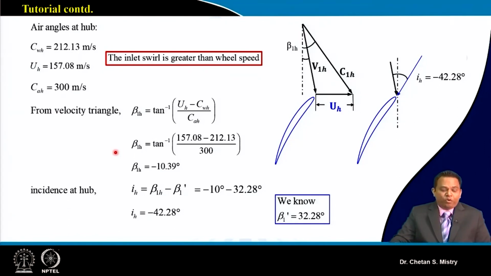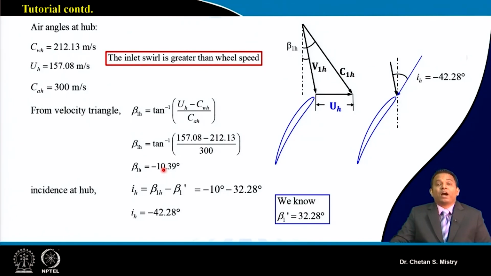In the same way I can put my equation for beta 1 at the hub: it is tan inverse of (UH minus CW) divided by CAH. Now in this case my CW is coming to be higher, and that gives me my beta 1 at the hub as minus 10.39 degree.